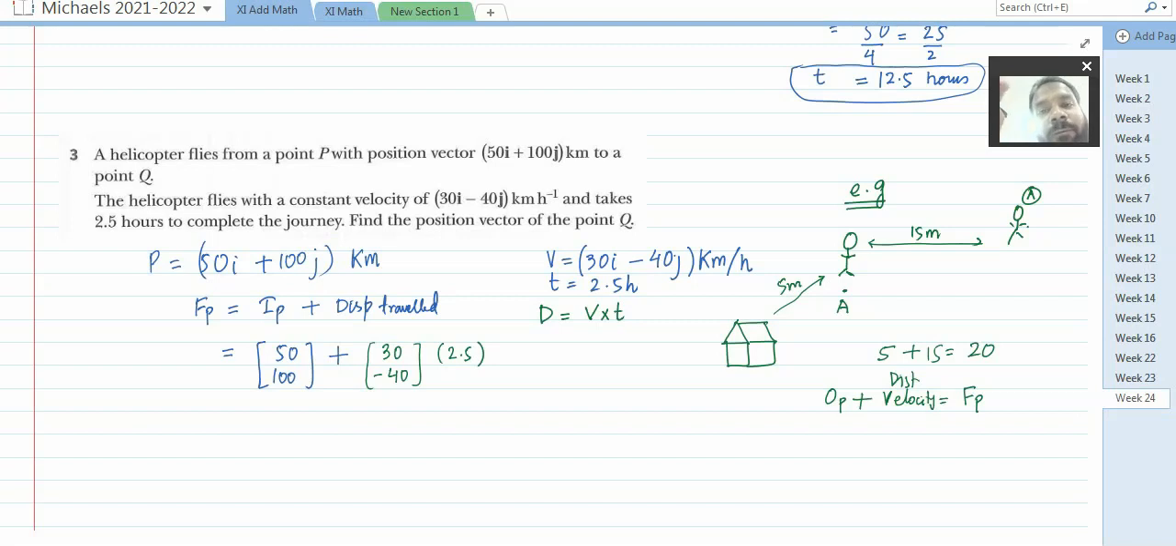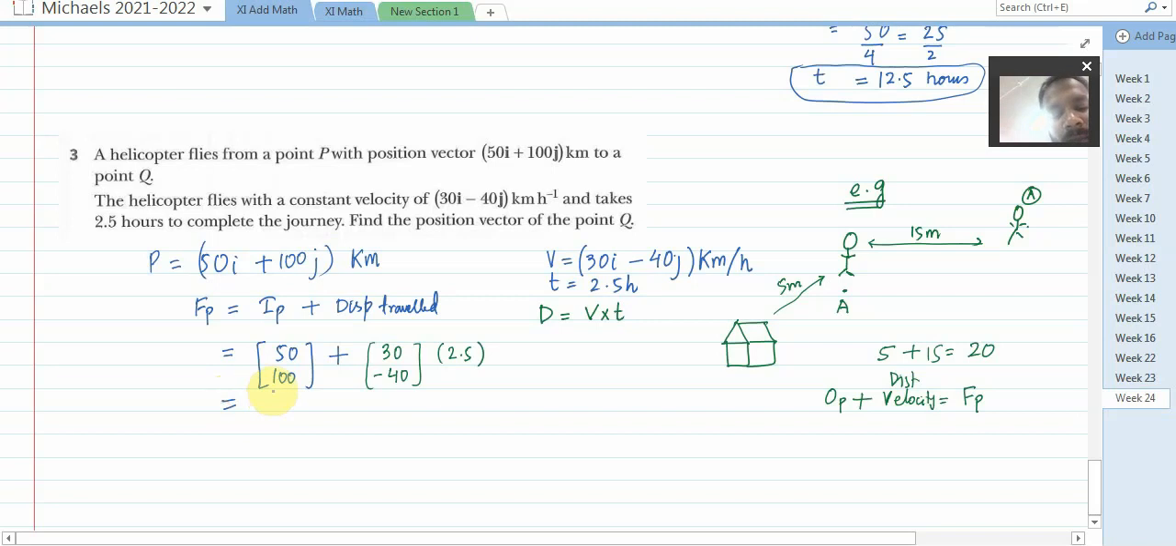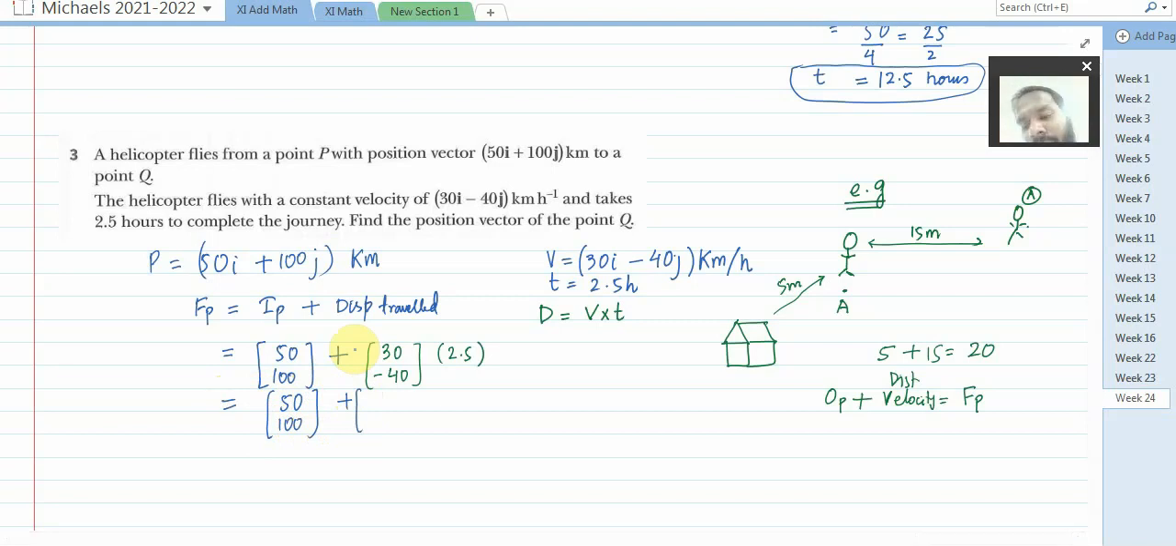Alright class, now we need to multiply here, so 50 and 100 as it is, plus 30 into 2.5, 30 into 2.5 is 75, and 40 into 2.5 is 100.